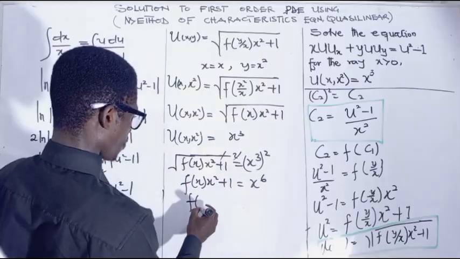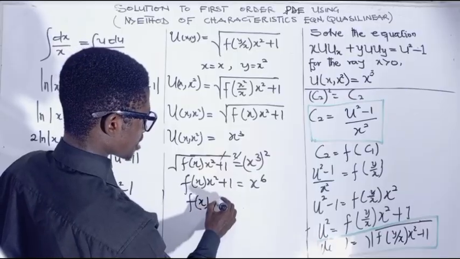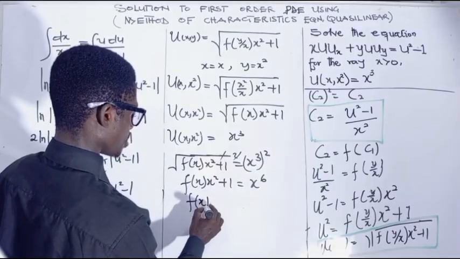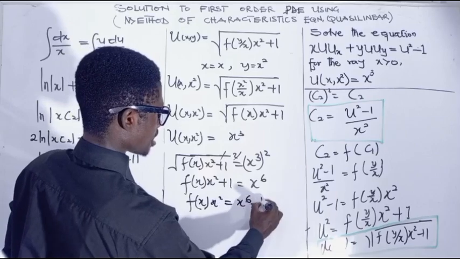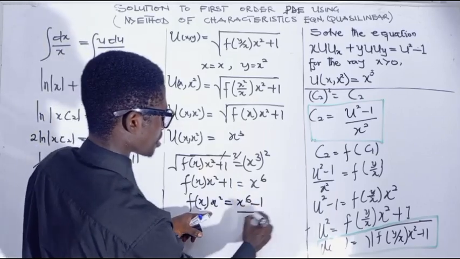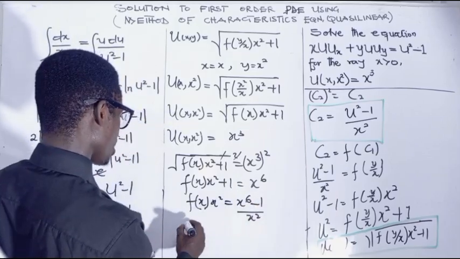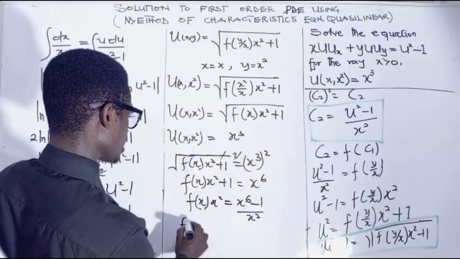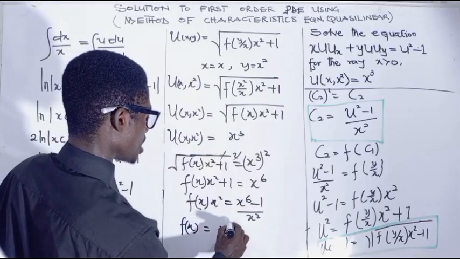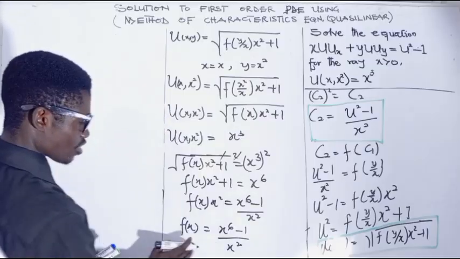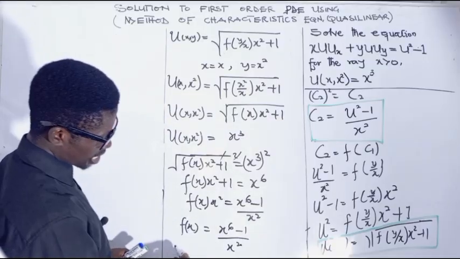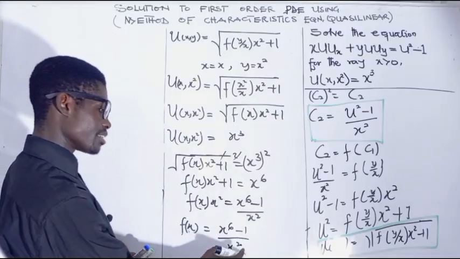So we have f at x s squared is equal to x power 6 minus 1. Let's divide both sides by s squared. So we have our f at x is equal to x power 6 minus 1 all over s squared. At this point, what we are going to do is find out what happened to x that gives us this.